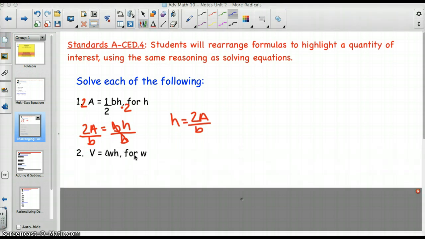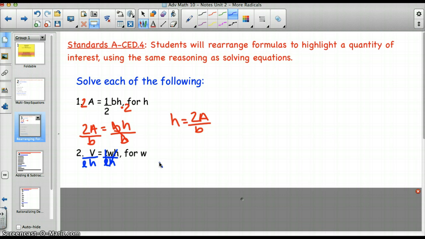I need to solve my second formula for w. So here's the w that I'm trying to get all by itself. I have v on the other side, and this is an L and an H that are both being multiplied by the W. So in one step, I can get rid of both. If I divide by the L and the H, that will cancel each of those out. So I have to do the same thing on the other side, divide by L and H. So my answer is W equals V over L times H.